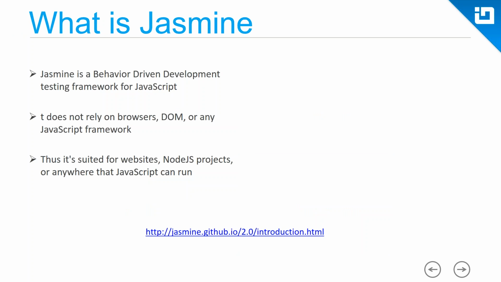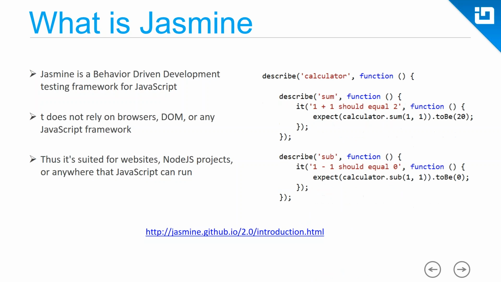Before we move ahead, let us see what Jasmine is. You can see on your screen that Jasmine is a behavior-driven development testing framework for JavaScript. It does not rely on any browser or DOM or any JavaScript framework. Since it does not rely on any browser, you can use Jasmine to write unit tests for your Node.js application as well. So it is suited for websites, Node.js projects, or anywhere that JavaScript can run.